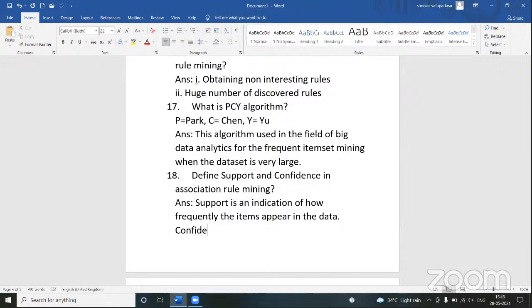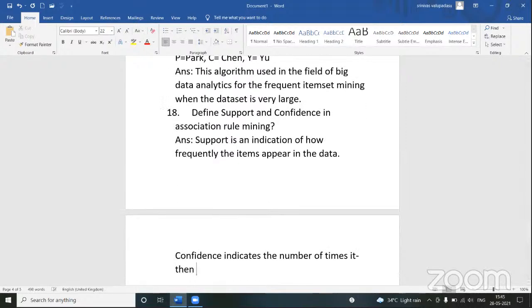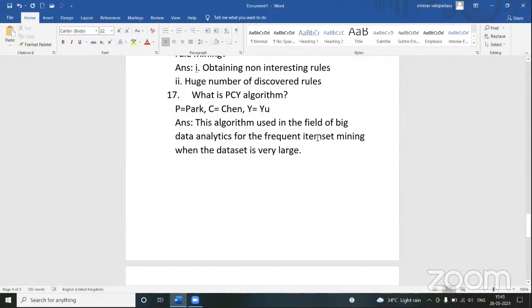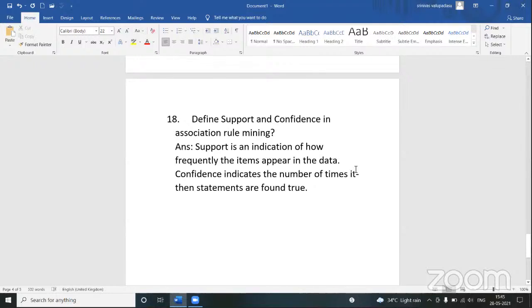So we can write: support is an indication of how frequently the items appear in the data. Next, confidence indicates the number of times the if statements are found true. So this is about support and confidence in association rule mining. Next question.